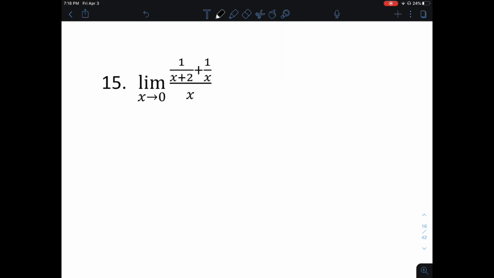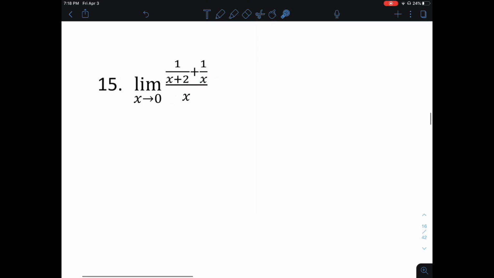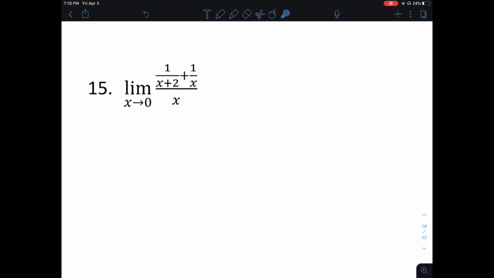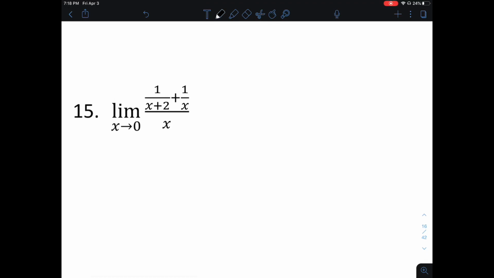Ooh, number 15. Wowzers. This is undefined in three locations. We put a 0 in on 2 locations. In for here and here, it's going to be undefined. So what can we do to fix this? Well, we can try to fix it by getting rid of our denominators. So to do that, I'm going to multiply every term by an x plus 2 and an x.